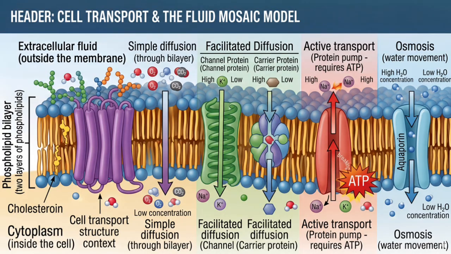So let's bring this together. The cell membrane is not a wall. It is a dynamic, flexible system made of lipids, proteins, cholesterol, and carbohydrates, all moving and interacting. That's the fluid mosaic model. But here's the real question: how does this structure actually work in your body? How does it control nutrients, signals, and even diseases? Let's break that down next.